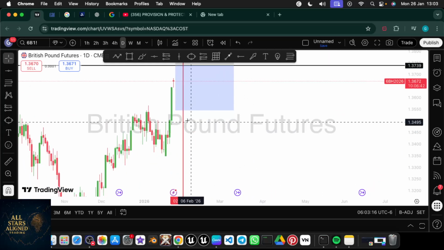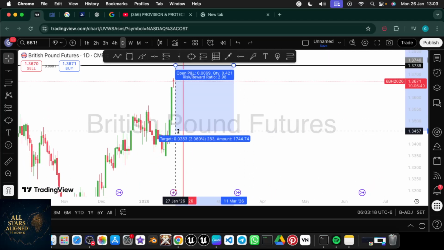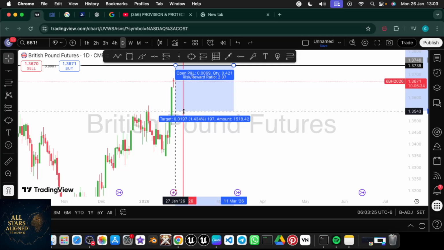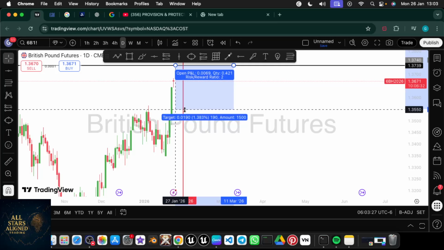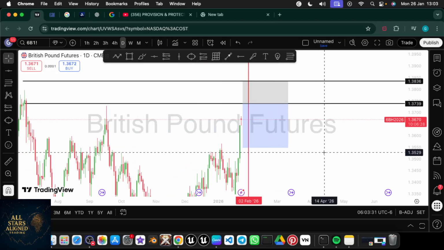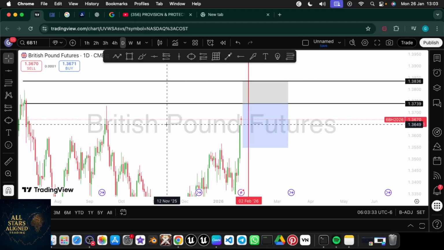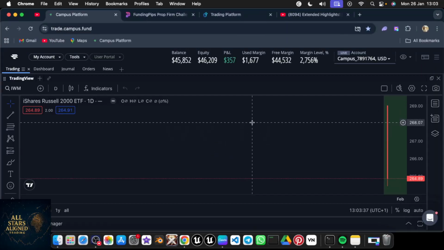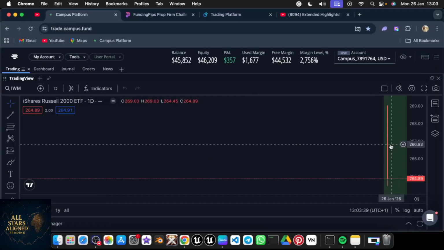Or what we can also do is target this level below, which would also be a 1 to 3 weeks to reward. So whichever one it's going to be, I would keep you updated. But this is how the trade will be looking like from the preferred level. So now let's go into setting the same trade on my Campus Fund account.